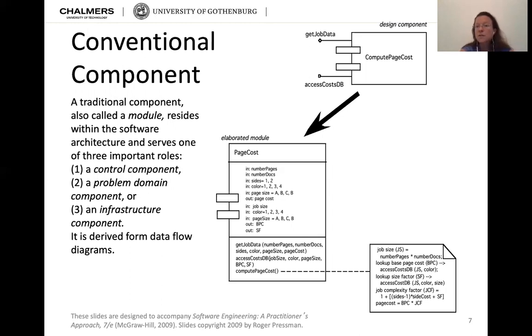So you have your design component compute page cost on top, and then elaborate that in a module that has more details, and then an additional explanation for that method at the very bottom with a bunch of parameters that I'm not going to go through in detail. But feel free to pause here and look through the specific attributes in detail.